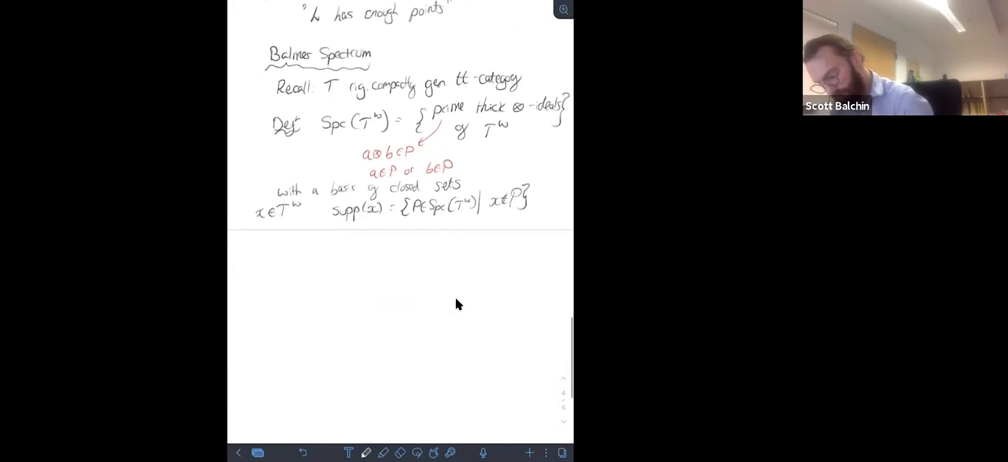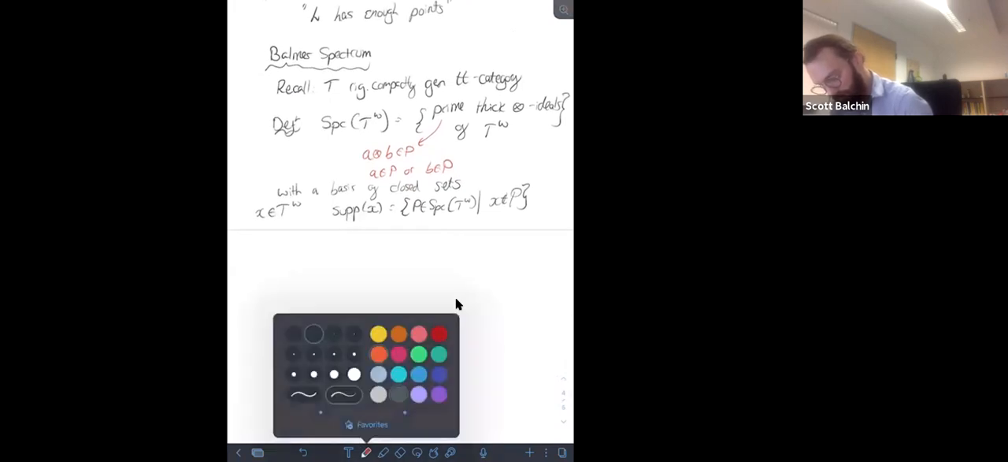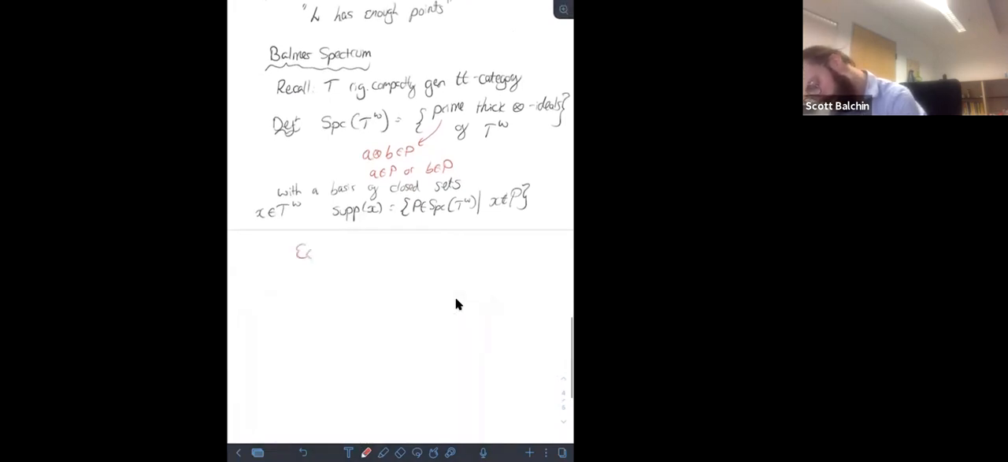And the example that we need today is the easiest one somehow. So if R is a commutative ring, then there's this standard homeomorphism between the usual Zariski spectrum with the Zariski topology and the Balmer spectrum of perfect complexes of R-modules.